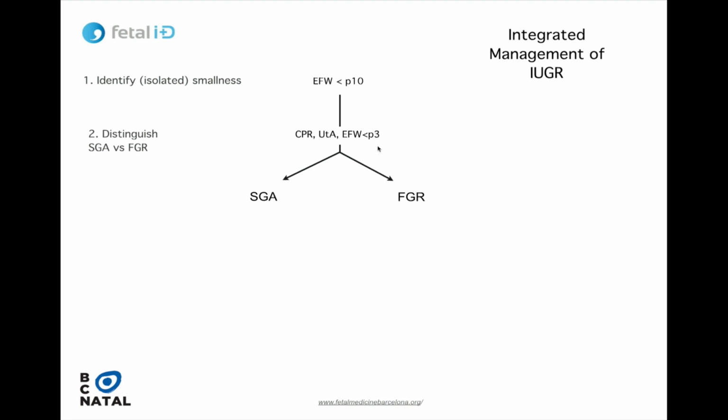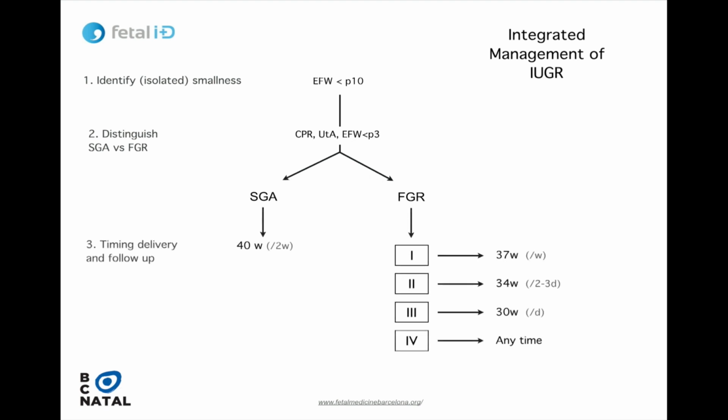And for that, you need to use a combination of parameters: CPR, uterine artery, estimated fetal weight. You classify them, and then it could be a low risk. In this case, you can wait until 40 weeks and follow every 2 weeks. I could not go into detail in all the evidence, but there is good evidence that it is useless to follow a low-risk case at intervals that are less than 2 weeks. It has to be 2 weeks, okay? And there is good evidence for that.